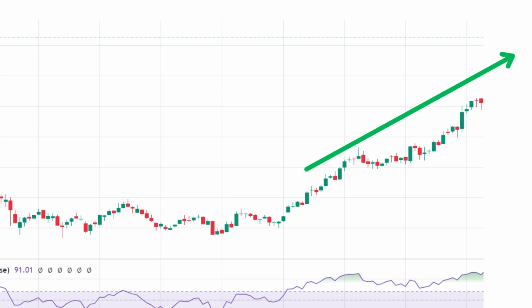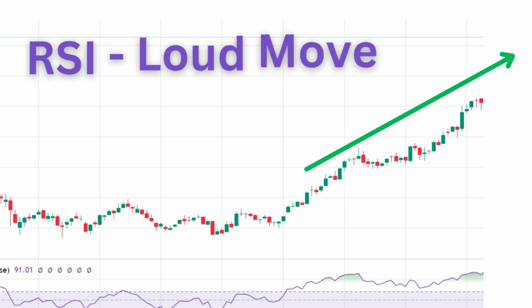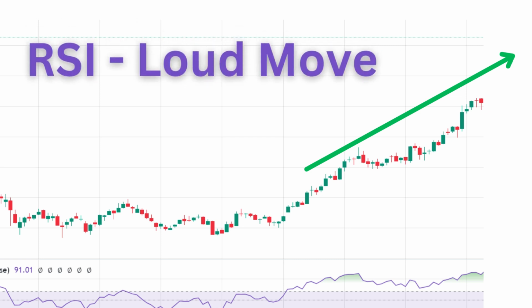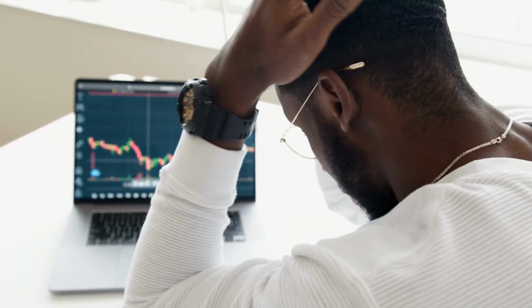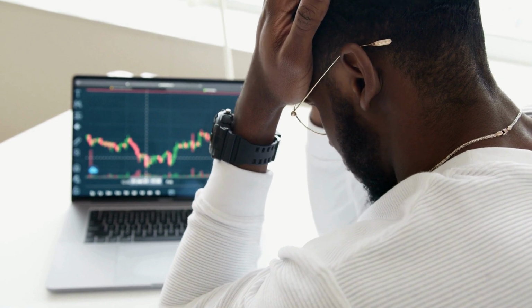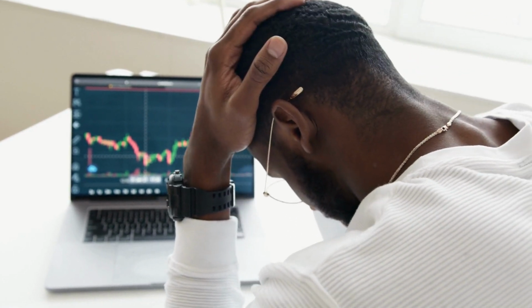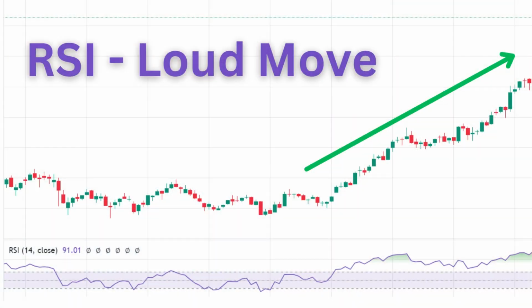And today we are going to discuss a concept in RSI, which is the sharp move, or you can say loud move. You will understand about them in this video, and you will even get to know how these loud moves on the RSI can make you suffer big losses in the market. So guys, if you don't want to miss something that can help you a lot in your trading, then make sure that you're watching this video till the end.